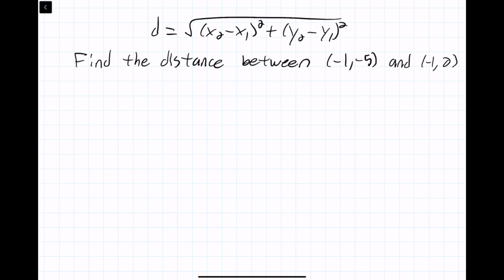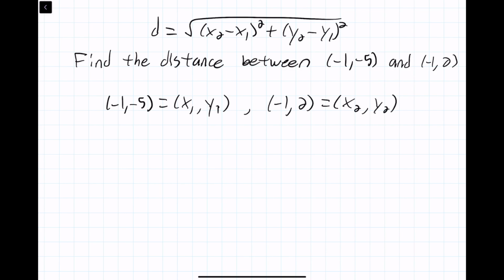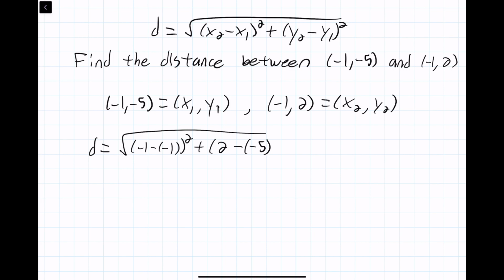So let's say the 2 points we're looking at are -1, -5, and -1, 2. Well, we know that -1, -5 is x1, y1, and -1, 2 is x2, y2. So, using the distance formula, we can compute the value. So, -1 minus -1, you got to be careful there, and y2 minus y1. So again, you got to be careful to write the brackets.